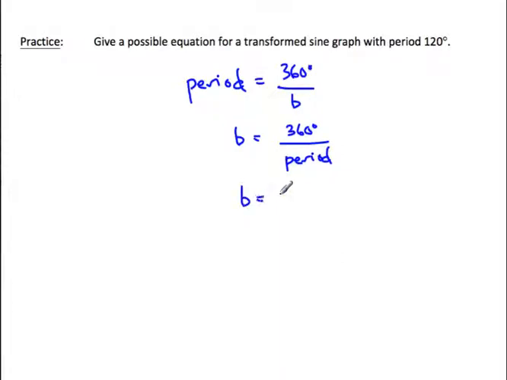We know that the period is 120 degrees, so b is simply 360 degrees over 120 degrees, or b is equal to 3. That means that one possible equation for this transformed sine graph would be y is equal to sine 3x. Again, this makes sense because if you think about it, this is a horizontal stretch factor of 1/3. The graph has been horizontally stretched by 1/3, so its period should be as well. It should go from 360 to 1/3 of 360, or 120.